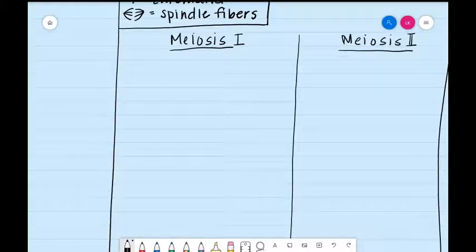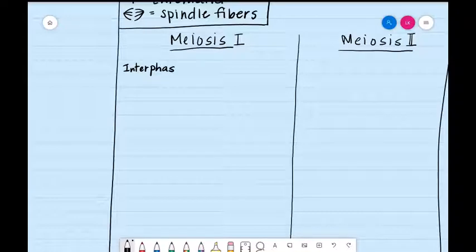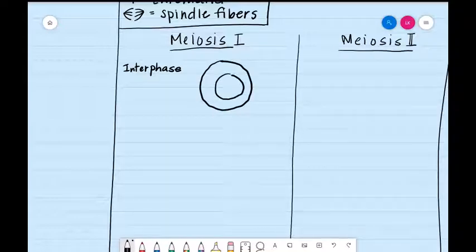So we're going to talk first about meiosis 1, because we're going to go in chronological order of what happens. The first thing that happens is interphase 1. That word should sound pretty familiar to you from mitosis. Basically, the contents of the cell double. That should sound familiar. So instead of being 46 chromatids, it becomes 46 chromosomes, or sister chromatids.